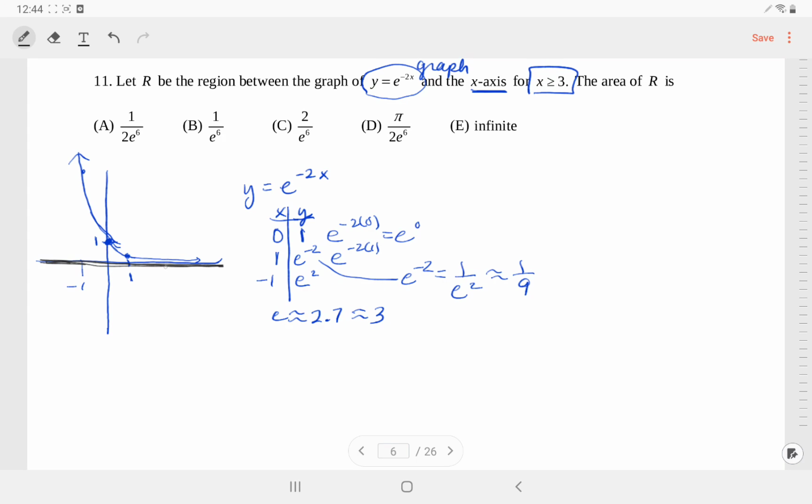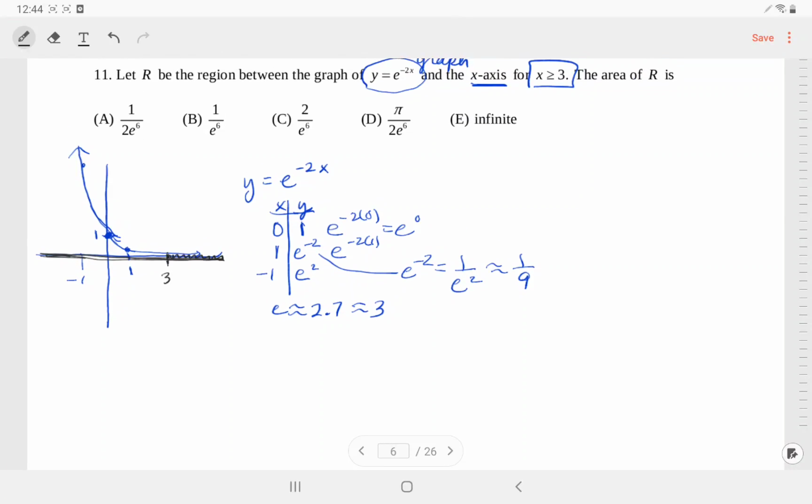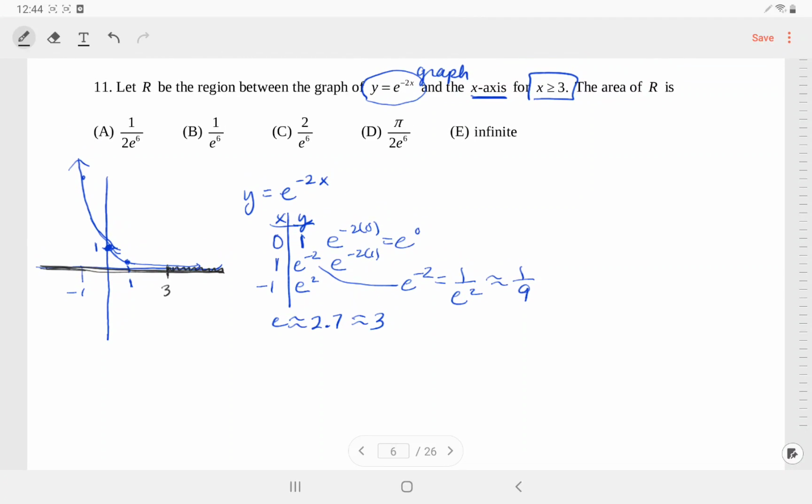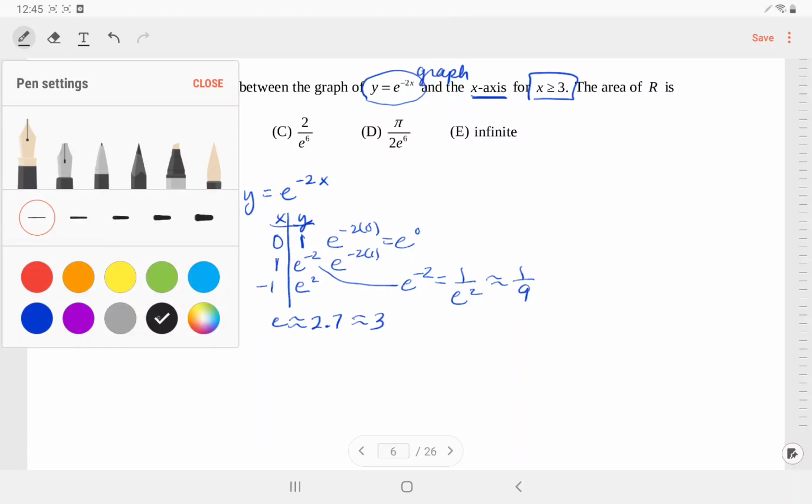X is greater than or equal to 3. So 3 is here, and then we're going to go this way. Okay, so this is a BC question. I wasn't able to tell it was a BC question until I looked at the region more carefully. So the region is an infinite region.